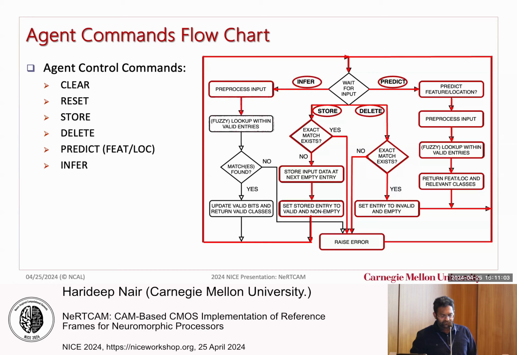Similarly, for infer, you have a similar pre-process and lookup stage. But in this case, if you find a match, you have a specific process that updates the valid bits of the classes, because as seen in the previous example, we want to remember information over time and narrow down the possibilities for classes over time. That's done through a specialized validates step.